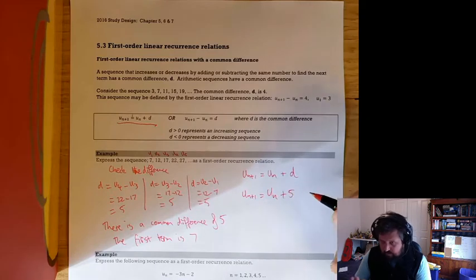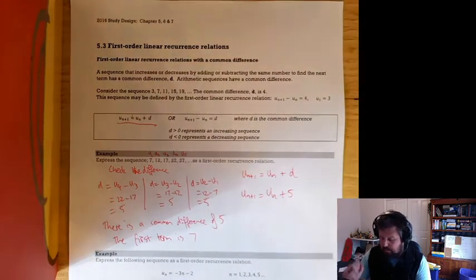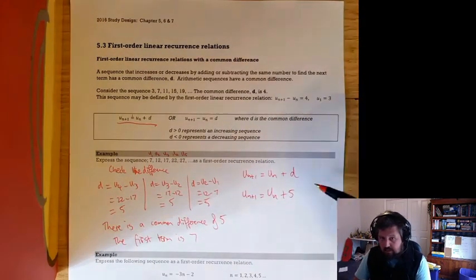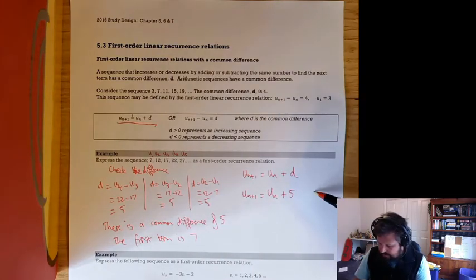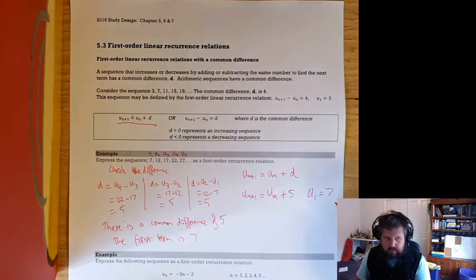But also, don't forget, number one rule with recursion relationships is you have to actually specify what the starting value is. So after this equation here, we're going to write down that the starting value, I'm going to call it u1, the starting value was 7. That way we've got a recursion relationship actually listed there.